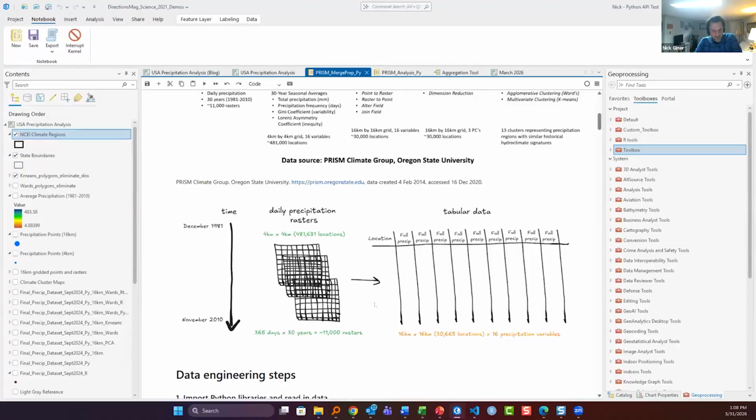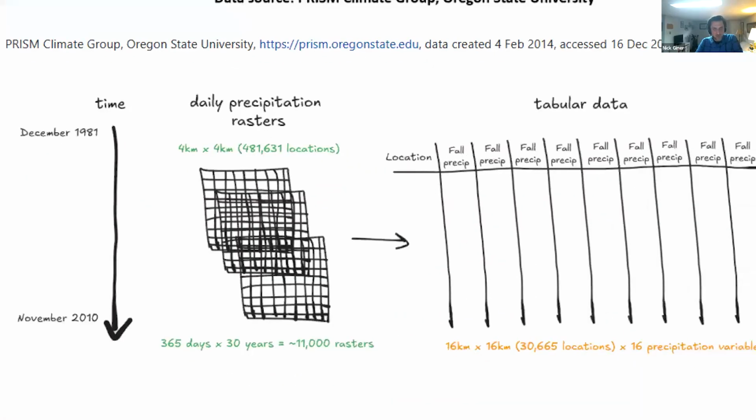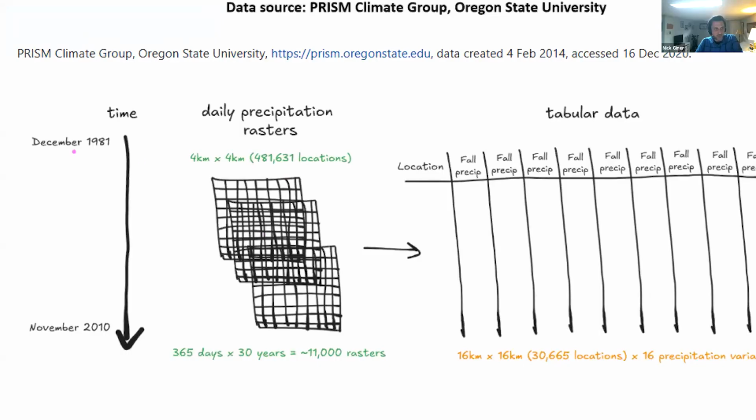And as I mentioned, essentially what we're going to be doing here is starting off with about 11,000 rasters, right? And each one of these rasters represents daily precipitation. So precipitation on January 1st, 1981, precipitation on January 2nd, 1981, all the way to 2010. So we start in 81 and we end in 2010. So it's a big stack of 11,000 rasters.